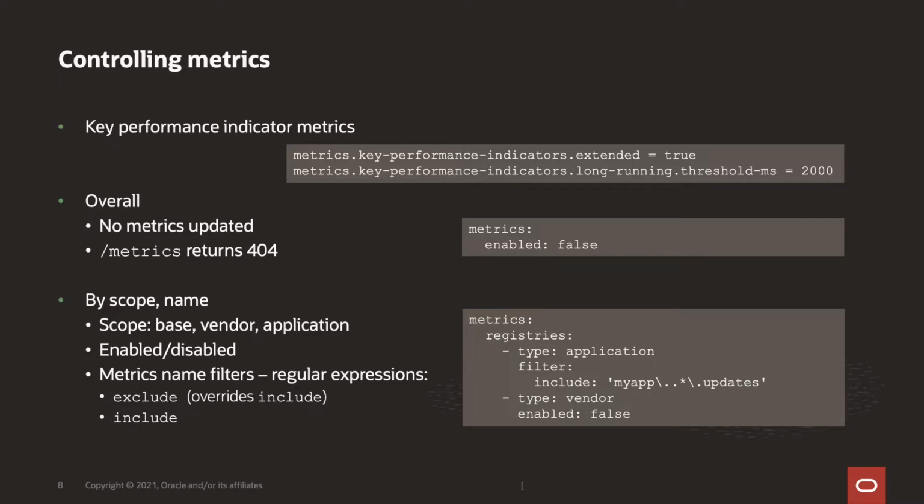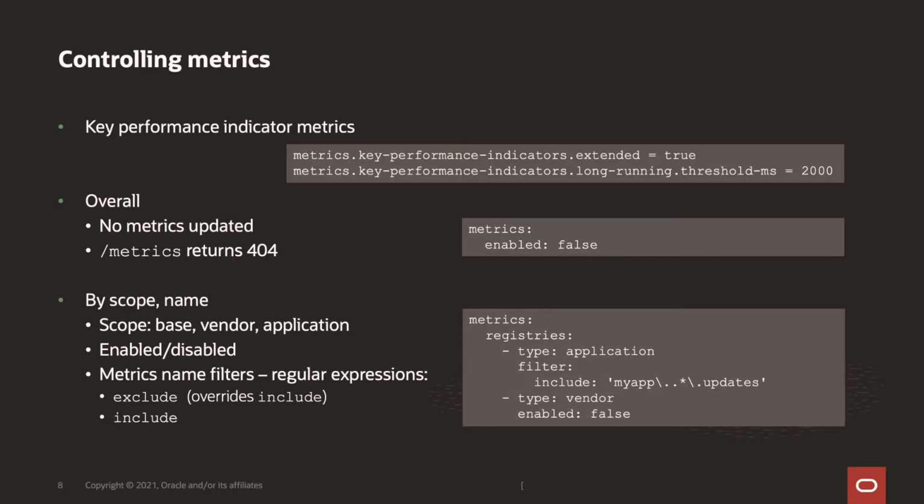You can also control overall metrics with one setting. In the configuration shown in the middle of the slide here, we simply say metrics enabled is false. In this case, no metrics within the system or your application are updated, and accesses to the /metrics endpoint return 404 and an explanatory message that metrics have been disabled.